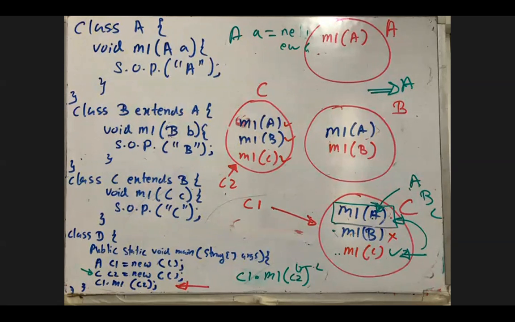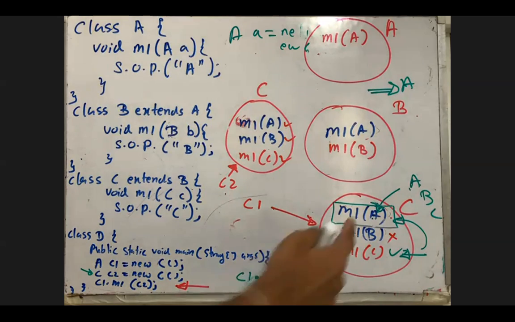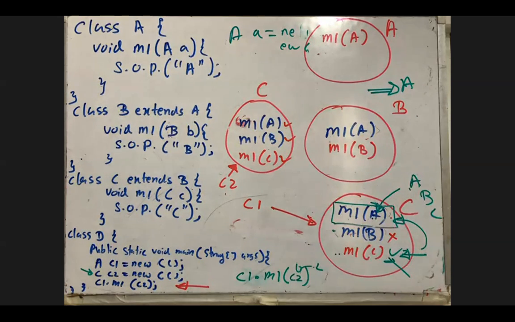Accessible means that C is a C type object, not an A type object. Then instead of calling this one, it will call this method. Do you understand that part? This part is a little bit confusing, so take it properly. If this one is accessible, you are actually passing the C type object, and then this will be called.